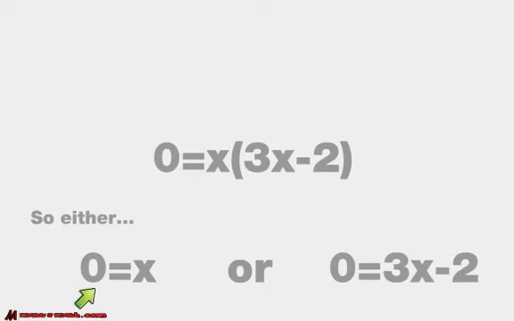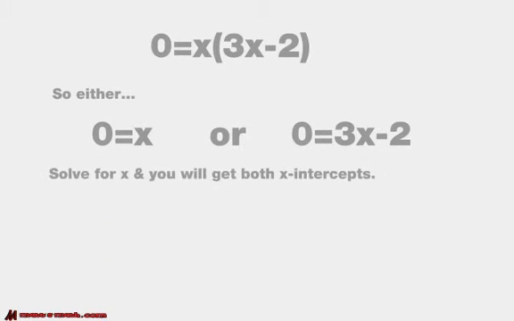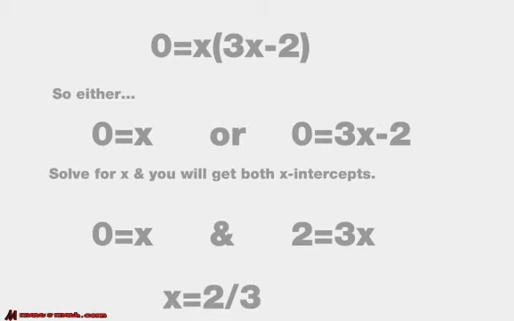The first option is super easy because x would be 0. The other option is solving for x here and telling me what x would be. All right, solve for x. We get x equals 2/3, and we get x equals 0. So this curved line hits the x-axis at 0 and at 2/3.